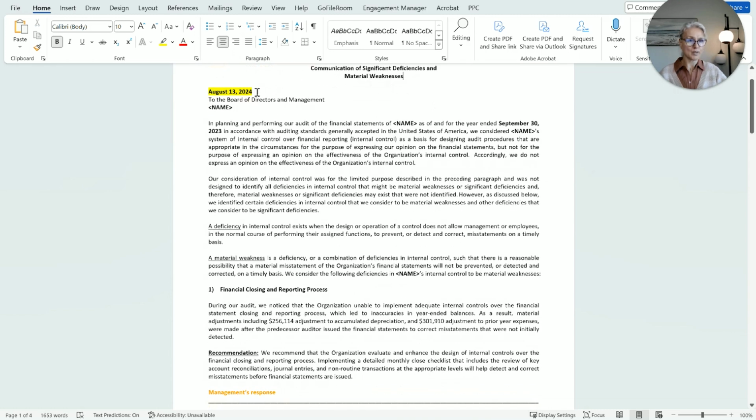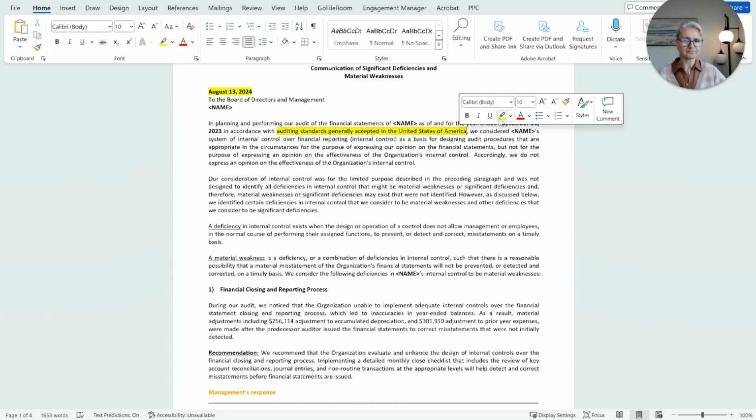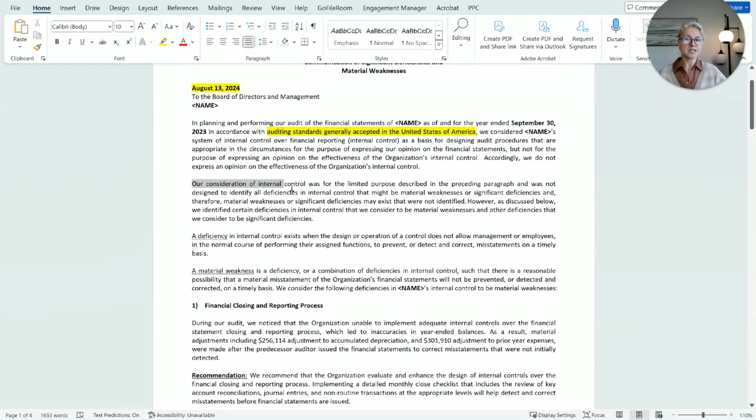And we as auditors issue this letter. So we're communicating to the management that we performed the audit in accordance with auditing standards generally accepted in the United States of America, and we considered the system of internal control of the organization. We considered it, that's very critical. But our consideration was very limited, for a limited purpose.